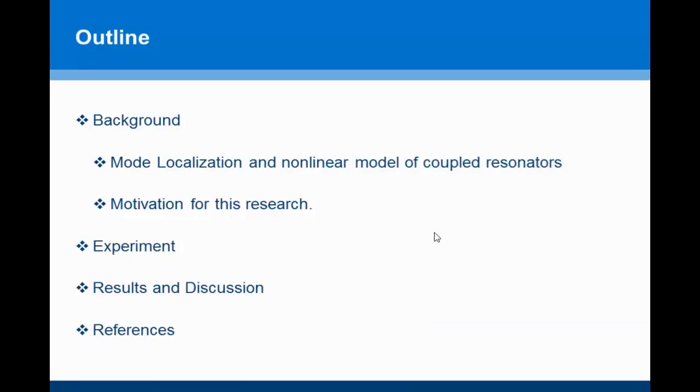I just want to run you through the roadmap, essentially. Today, we're going to talk about a bit of mode localization, a bit of background about it to those who are not familiar with it. Look at some of the nonlinear modeling of the coupled resonator systems, then look at the motivation for this research, and then I'll walk you through some of the experimental characterization, and finally discuss some of the results that we've seen.